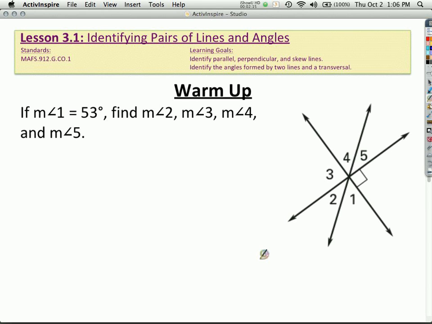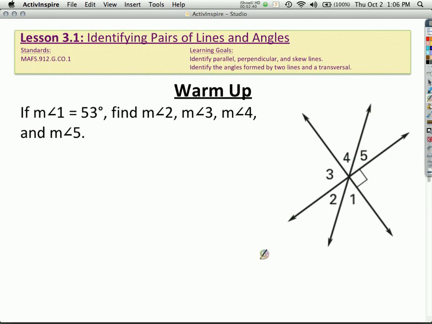All right. Today we begin chapter 3. And we will continue the process of building on the foundation principles that we've established so far. Today we're going to be exploring lines and angles, and we're going to start with what we already know and today's warm-up. So you were asked to find the measure of angle 2, the measure of angle 3, measure of angle 4, and measure of angle 5.